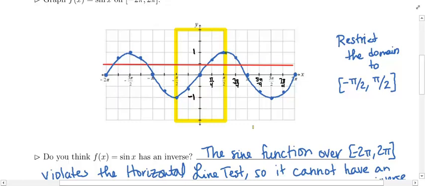It's a very small portion of the sine curve, considering that the sine curve goes on forever in both directions. But this part that's inside the yellow box does pass the horizontal line test. If you pretend moving that red line up and down, it's only going to intersect the blue graph in one spot. So that means this portion of the sine curve is going to be 1 to 1. It will be invertible. It will have an inverse.